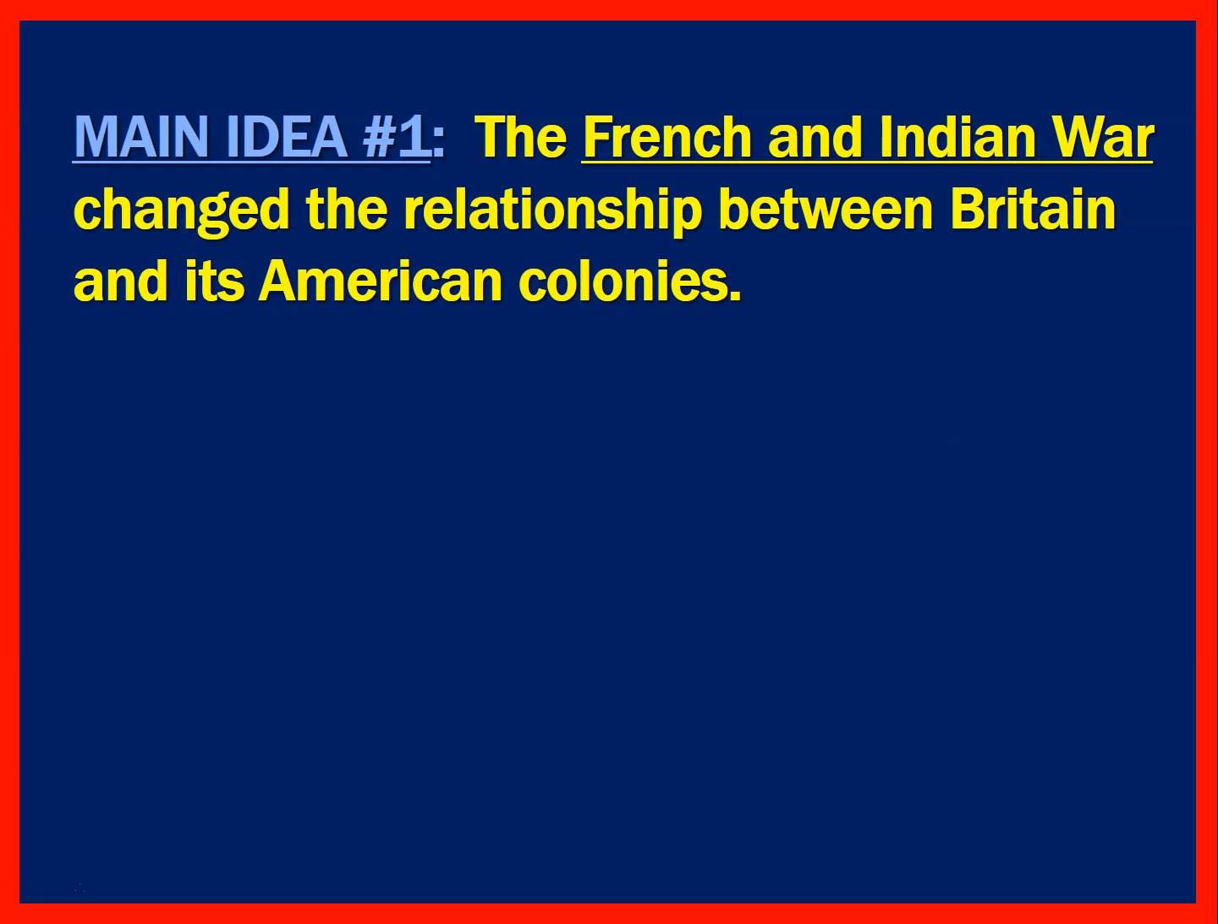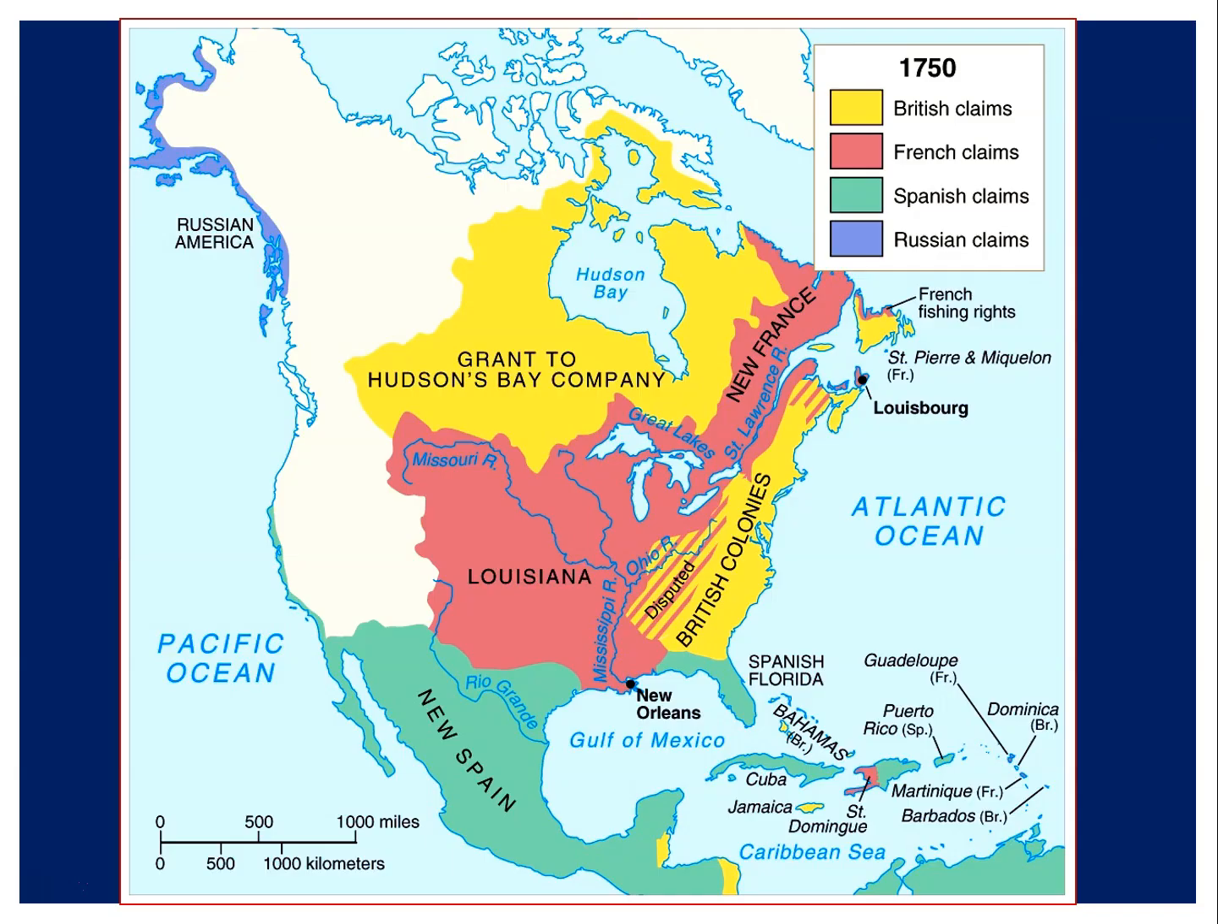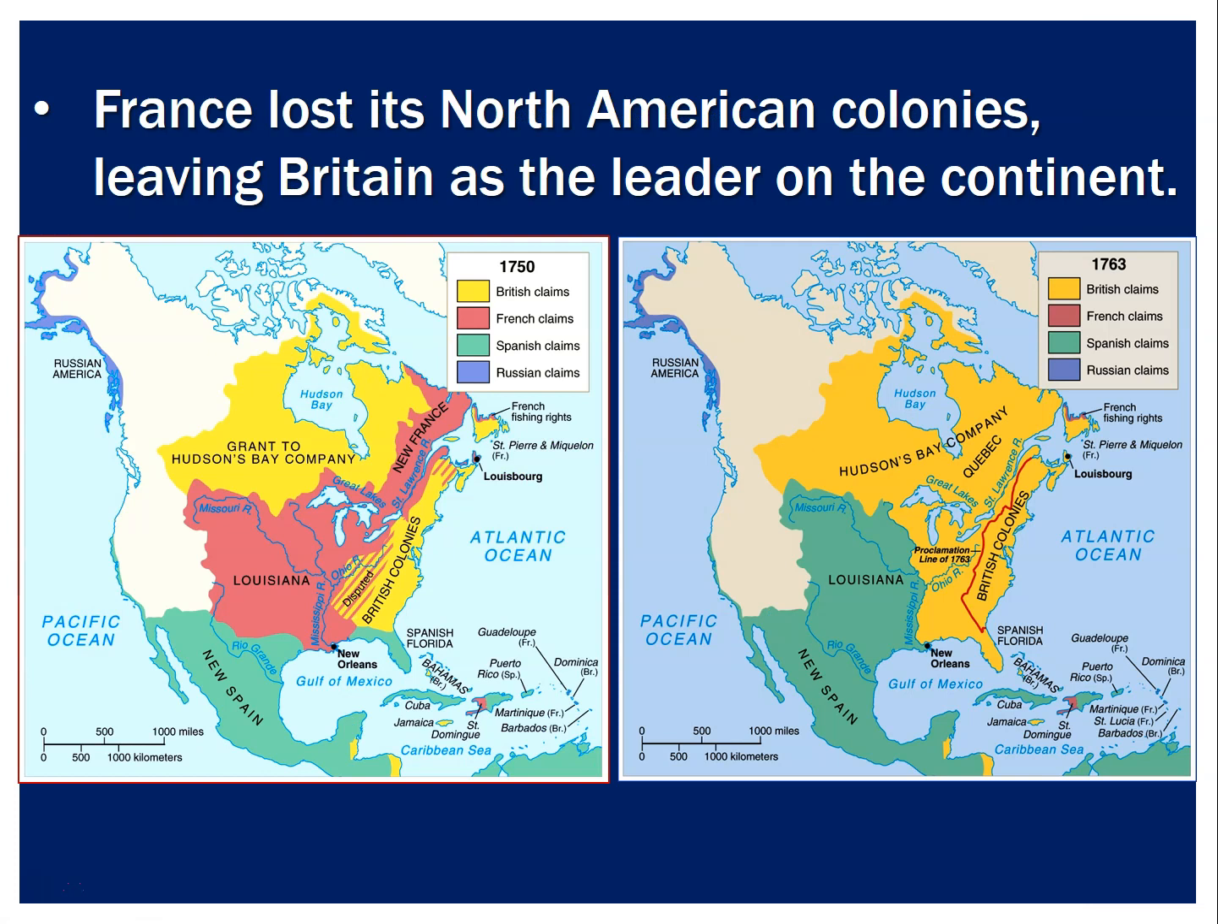So main idea number one, the French and Indian War changed the relationship between Britain and its American colonies. Again, lay of the land here. British colonies here, up here, French colonies right through here, and right here is an area that says disputed. So this is an area where claims were overlapping. That Britain felt they owned this, the French thought they owned that, and of course anytime you have two people reaching for the same object, it's going to lead to conflict. So the war is really about that area right here. That's where it's going to begin.